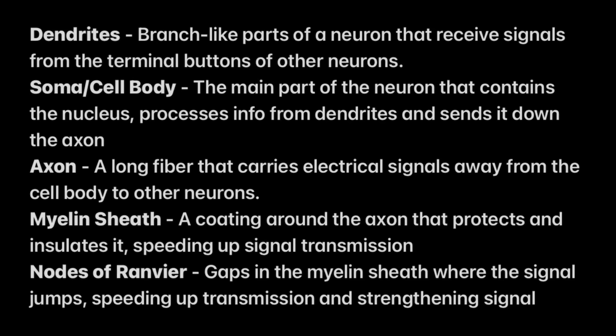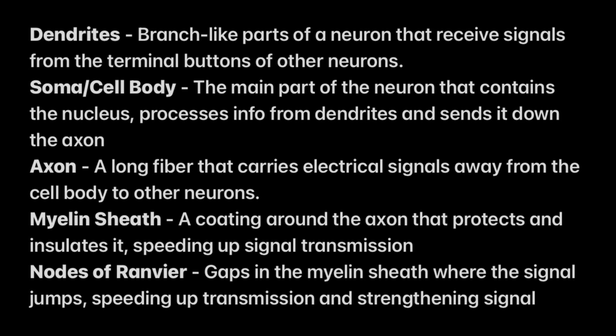So the first thing we have is the dendrites, part of the neuron, and they receive info from other neurons. The cell body, or the soma, processes this information and sends it down the axon. On the axon is the myelin sheath, which insulates the axon, helping it to send the signal more efficiently.